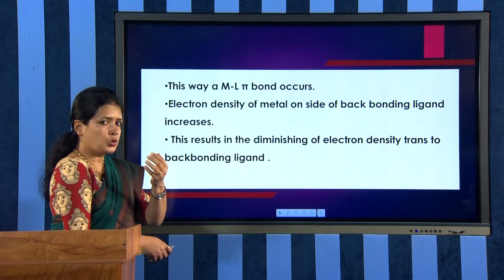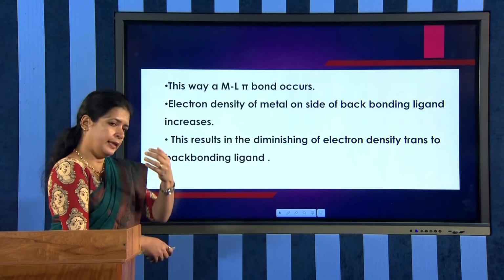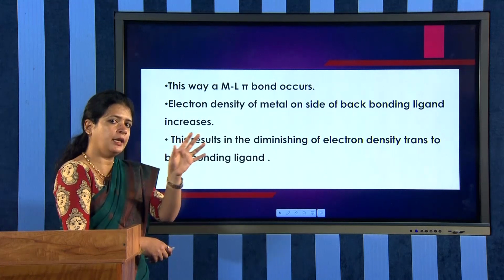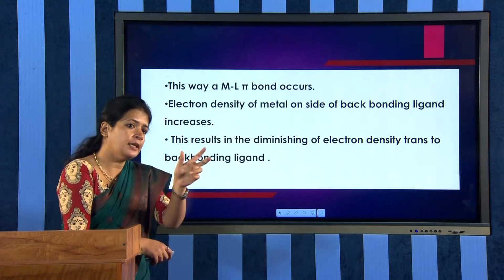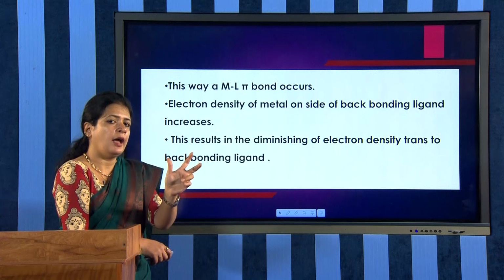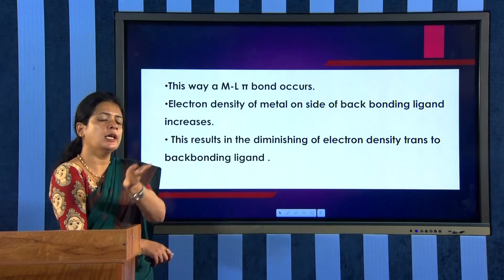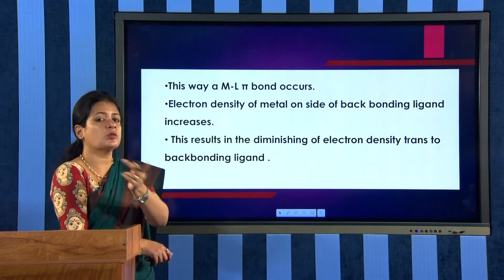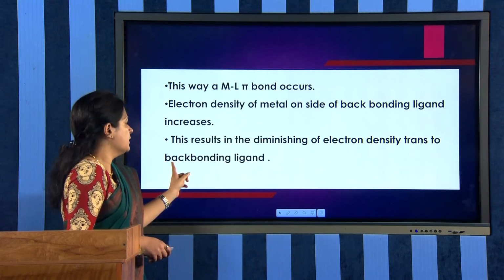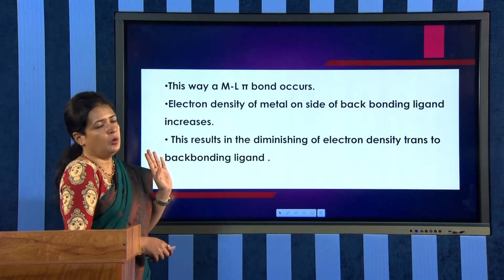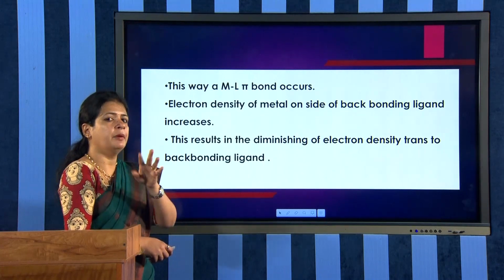So, since the electrons are accepted by these pi bonding ligands into the pi star orbital, there will be a high electron density between the metal and ligand bond, thereby increasing the electron density between the metal and ligand. What is the result? That will decrease the electron density towards the ligand that is opposite to this pi bonding ligand. So, this results in the diminishing of electron density trans to the back bonding ligand. Okay, when the electron density is diminished, what will happen? That bond will break very easily.